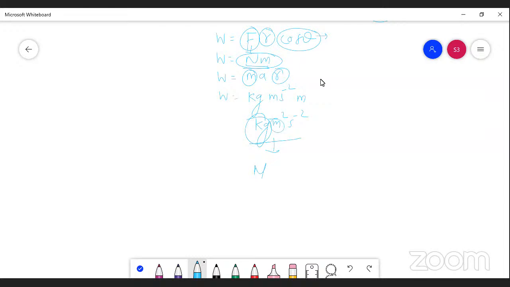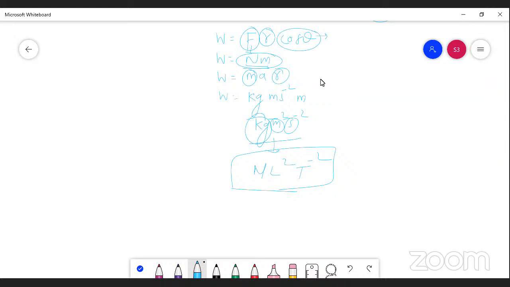Dimension of meter: L squared. Dimension of second: T to the power minus 2. Dimensional formula for work.